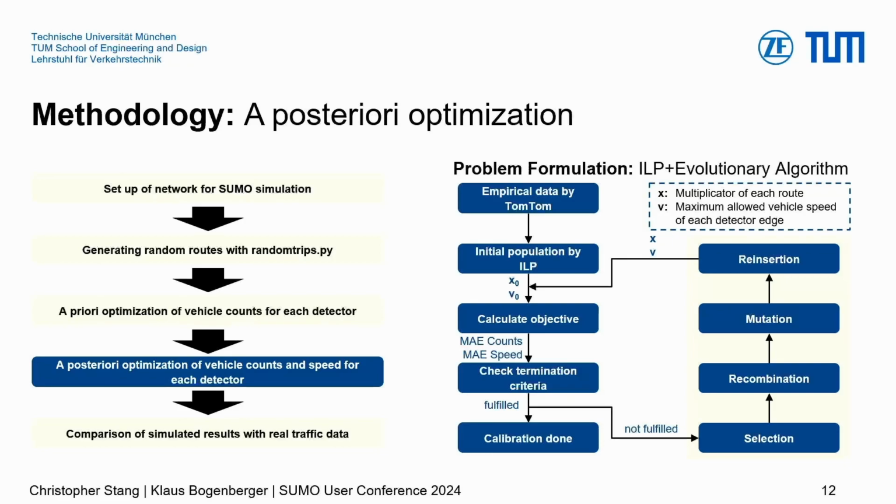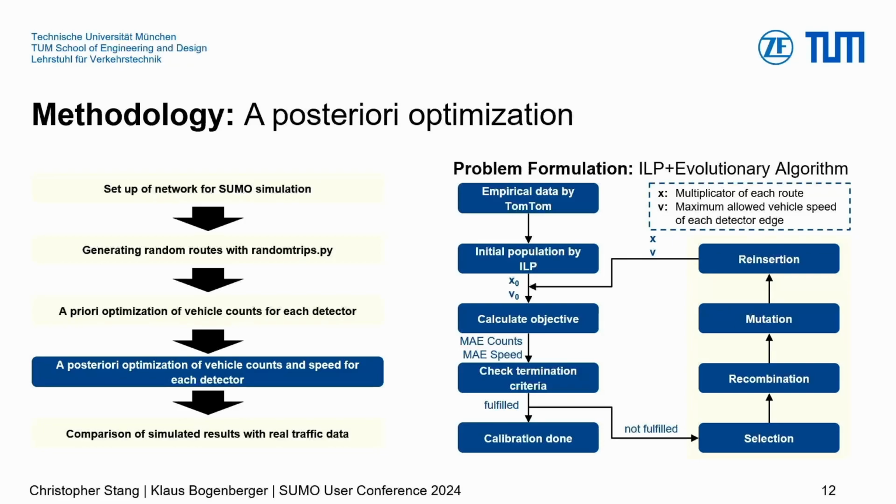Then we have to calculate the objective, which in our case is the mean absolute error for the speed. And also we have the option to further improve the vehicle count data. We check the termination criteria. If termination criteria are fulfilled, then everybody's happy, then calibration is done. This is a typical calibration process. If termination criteria are not fulfilled, then we have to make an optimization iteration.